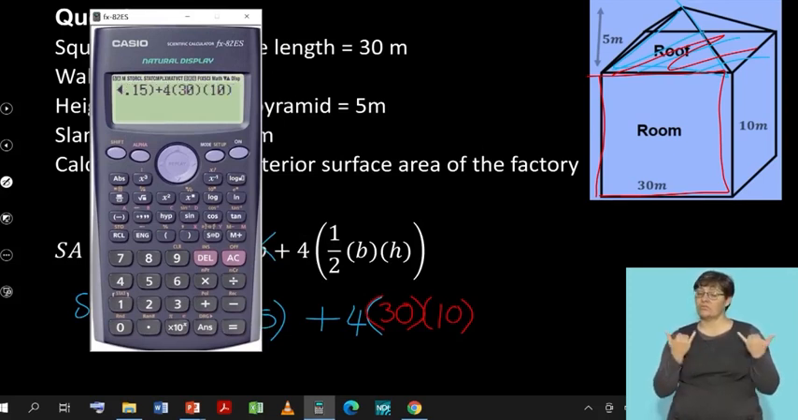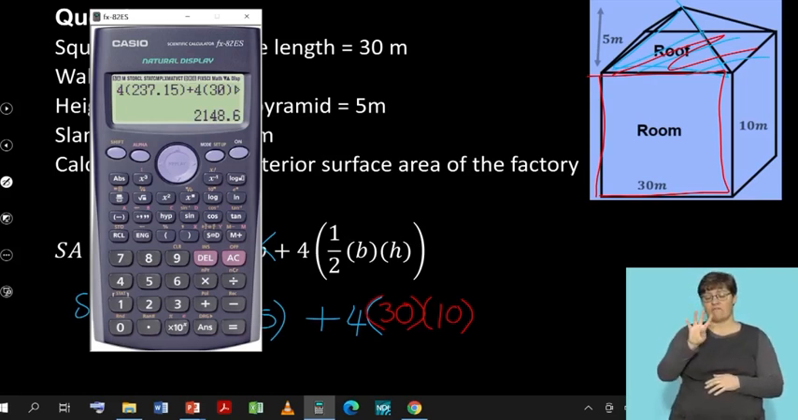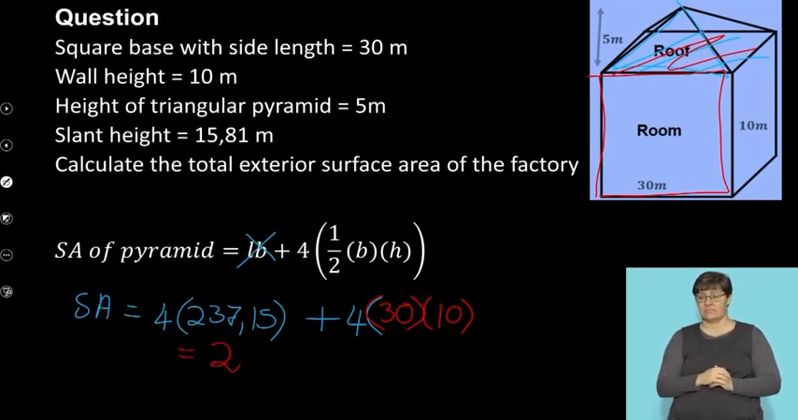And sorry guys, I'm not going to have time today to get to the next question. So the surface area of this particular factory is 2,148,6 meters squared.